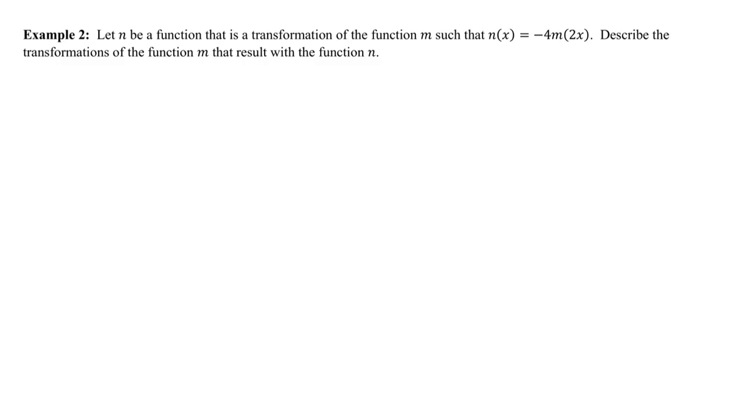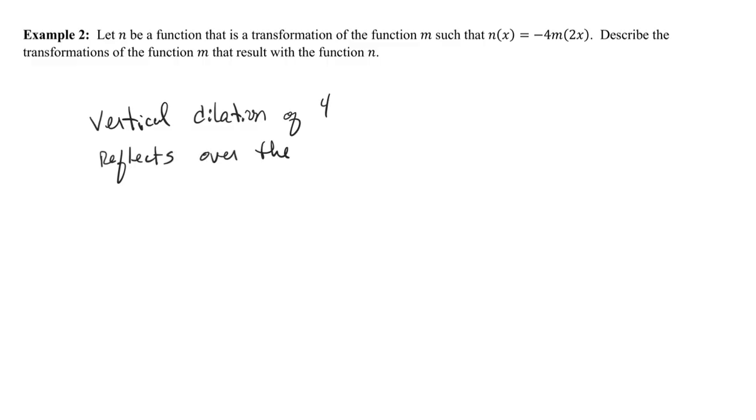All right, let's try again. Moving from left to right, we have a vertical dilation of 4, and it reflects over the x-axis. So that takes care of the -4.